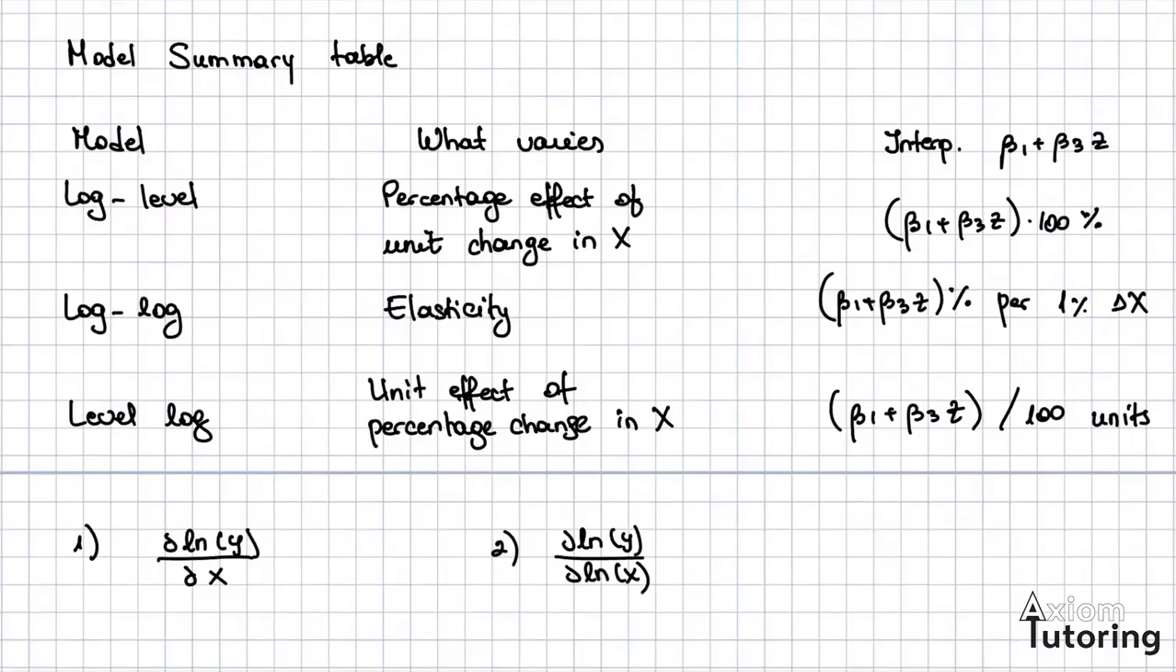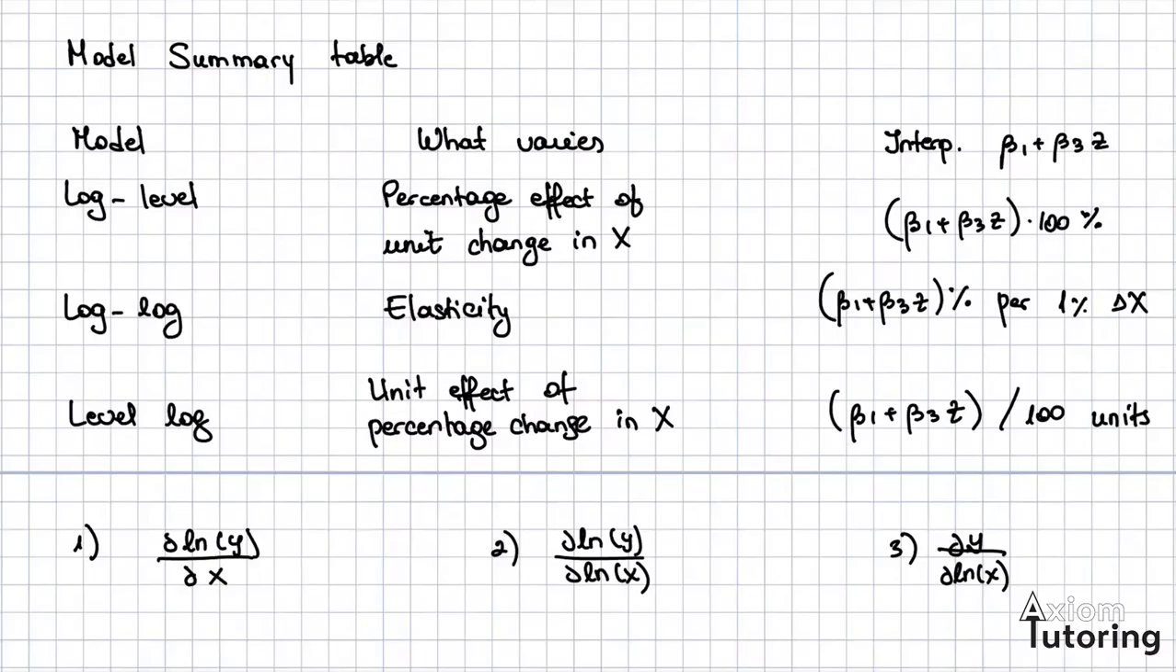The last case, the level-log: the partial derivative would have been the derivative of y with respect to ln x, again beta 1 plus beta 3 z, but the interpretation would have been a 1% increase in x changes y by beta 1 plus beta 3 z divided by 100 units. This was less common in practice, but the interpretation logic is identical. So same formula, different interpretation. Just make sure you always know which of the variables are logged.